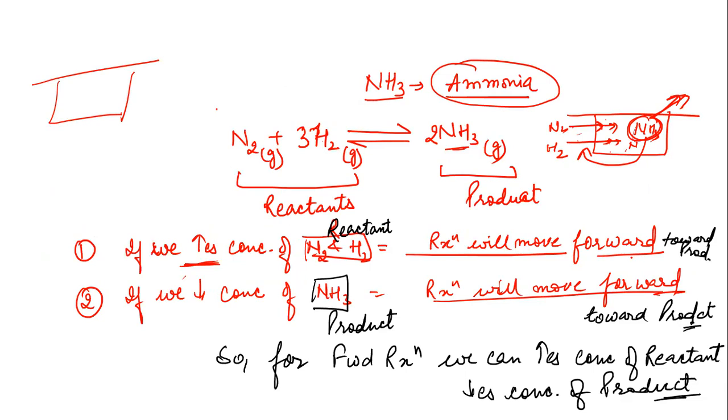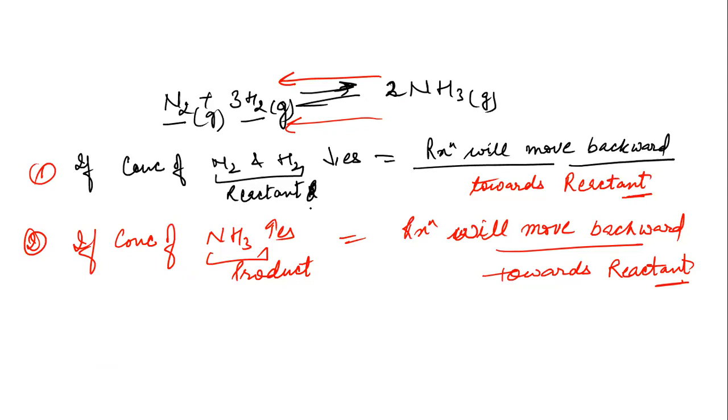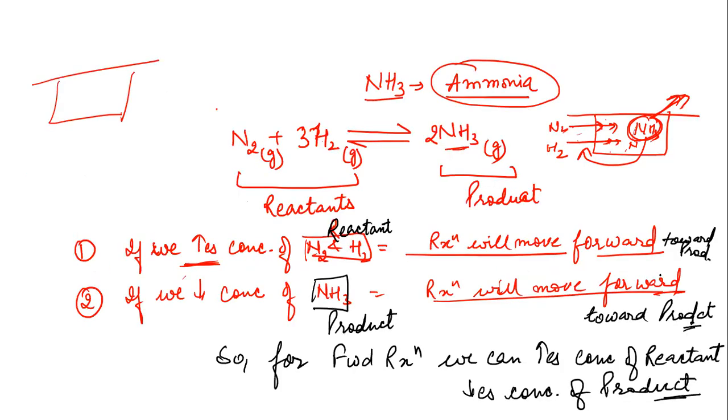If the reactant concentration increases, it moves going to the product. But if it decreases, it goes towards the reactant. And then if product concentration increases, it goes to the reactant. And if it decreases, it stays in the product. Got it? Clear?